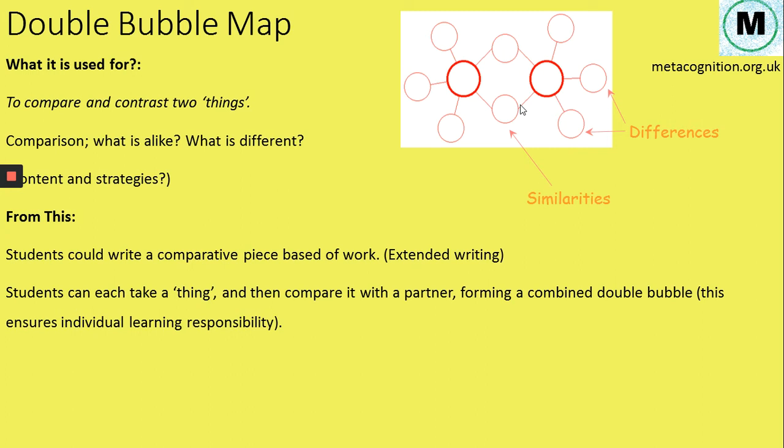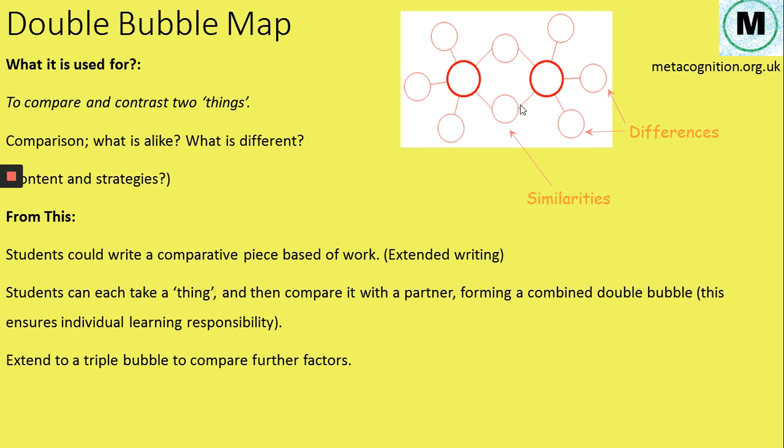Now, the reason that works quite well is students have then got individual learning responsibility. If they don't do their own bubble map correctly, they're going to let their team down on the double bubble map. So it's got a little bit of responsibility there, and also it allows enforcement of it a little bit easier.